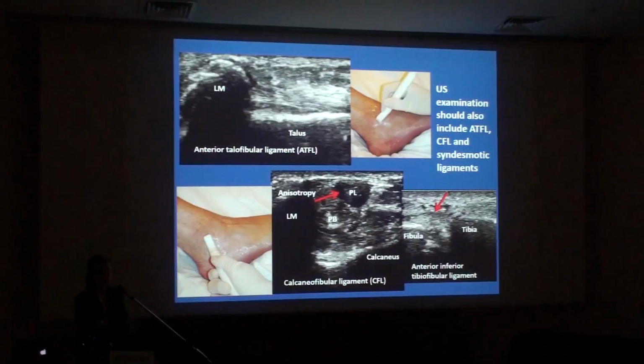So when we examine the lateral ankle tendons, we also look at the lateral ankle ligaments. And here you can see the normal appearing anterior talofibular ligament extending from the lateral malleolus to the talus. And then you can see in the inframalleolar region the calcaneofibular ligament underneath the peroneal tendons, and also here I am showing the anterior inferior tibiofibular ligament. Well, good that I have some annotation, otherwise this mouse doesn't show up on the images.